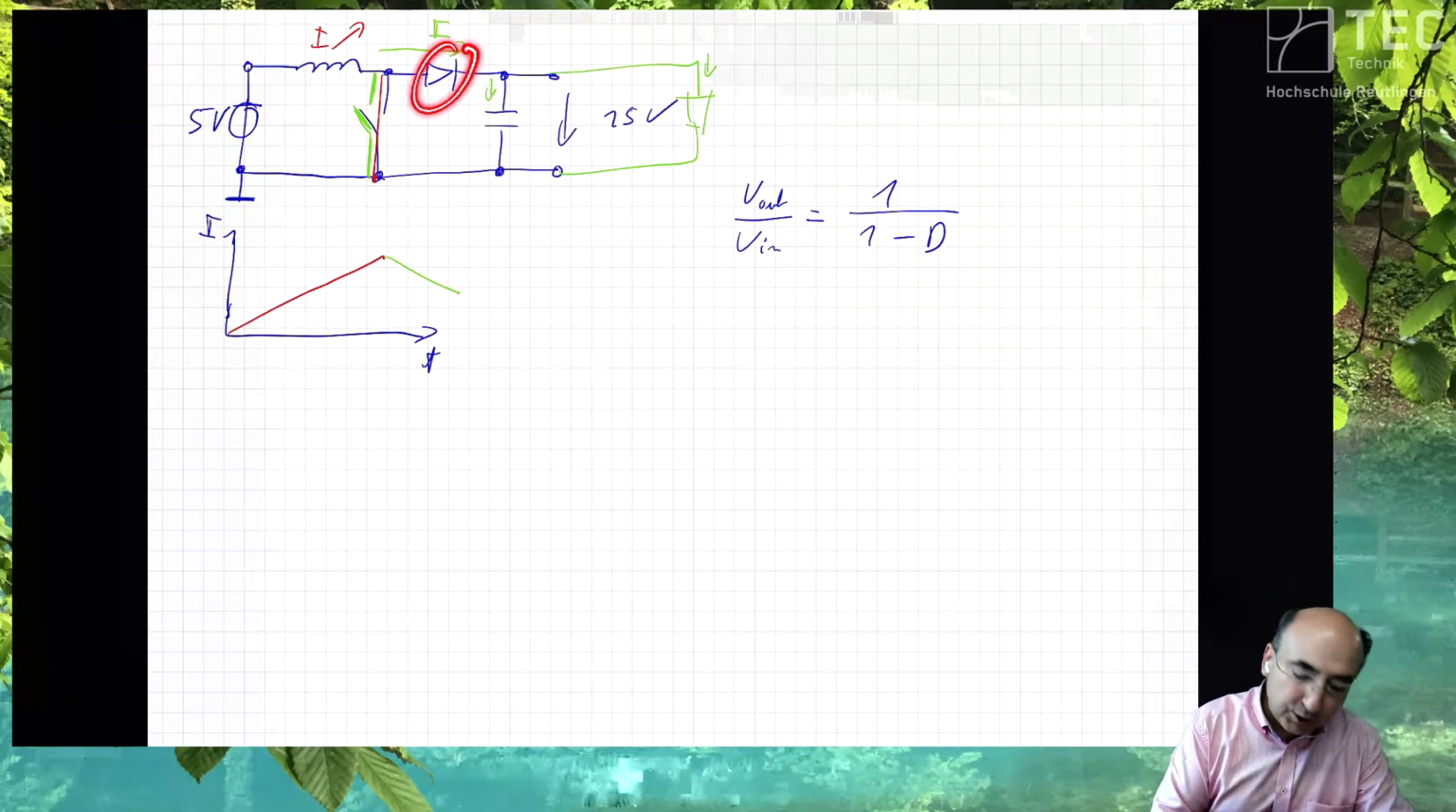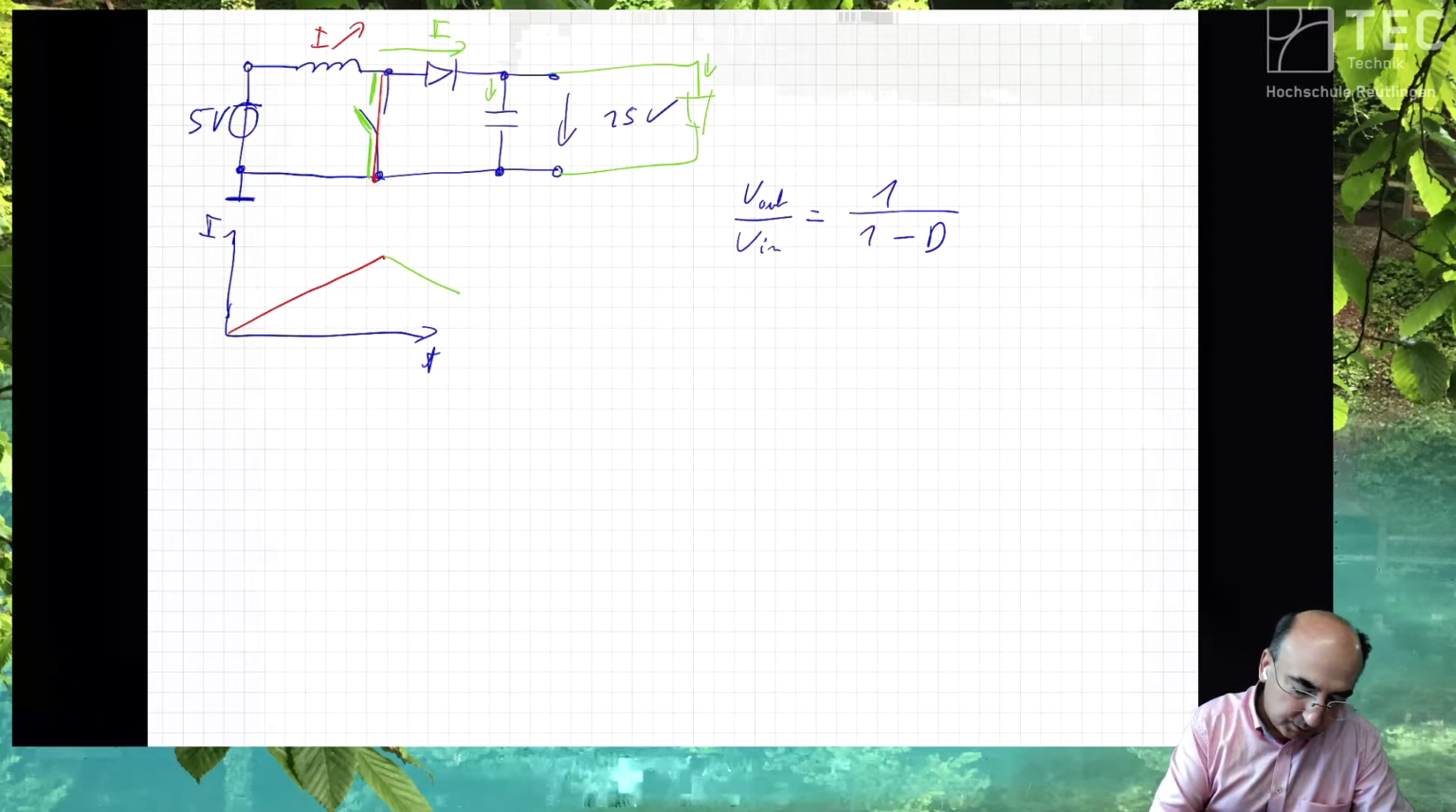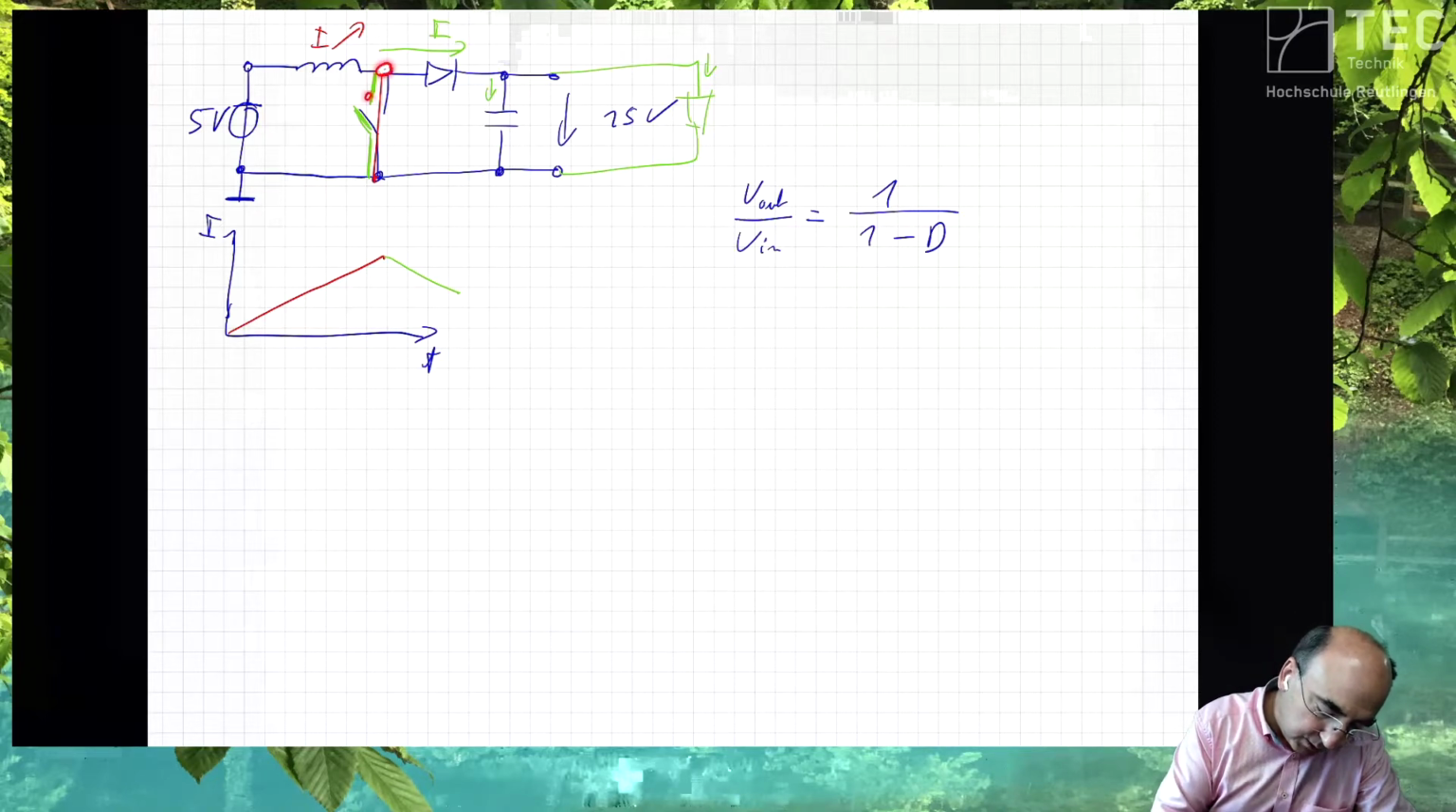Why is a PN junction a problem? If you switch on, this diode sees 15 volts on one side and 0 volts on the other. It is reverse biased by 15 volts. That doesn't matter, it's okay. Now you switch off, and this node is pumped up by the current, and this diode gets its forward voltage so that the current can flow.